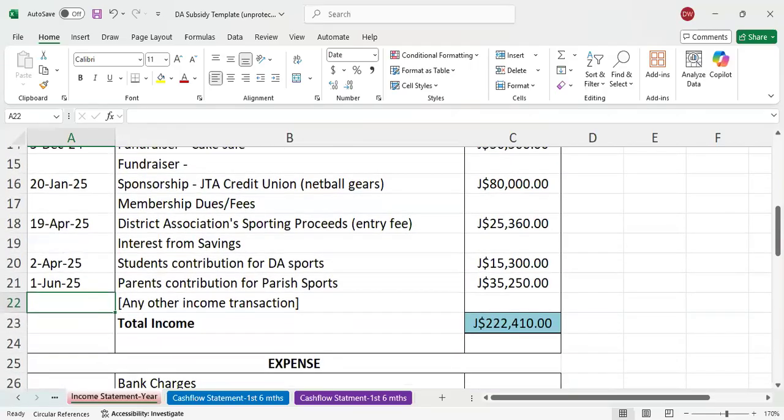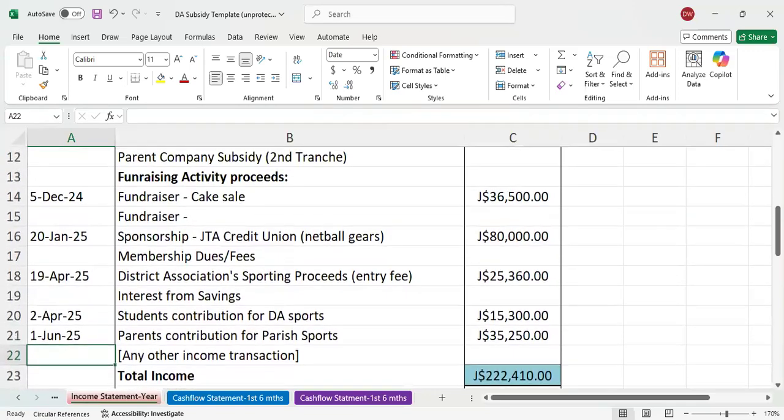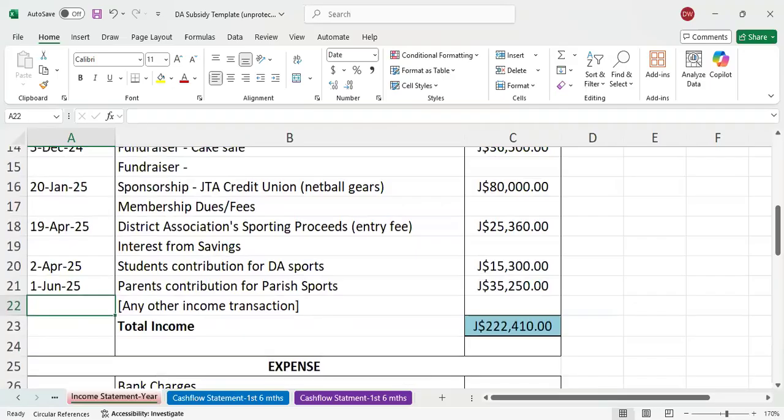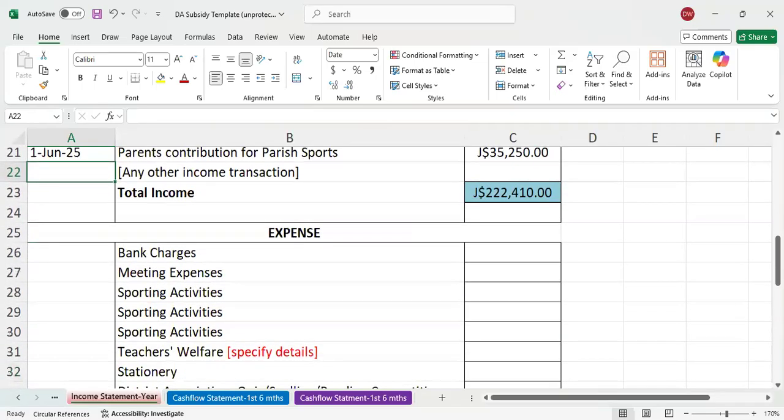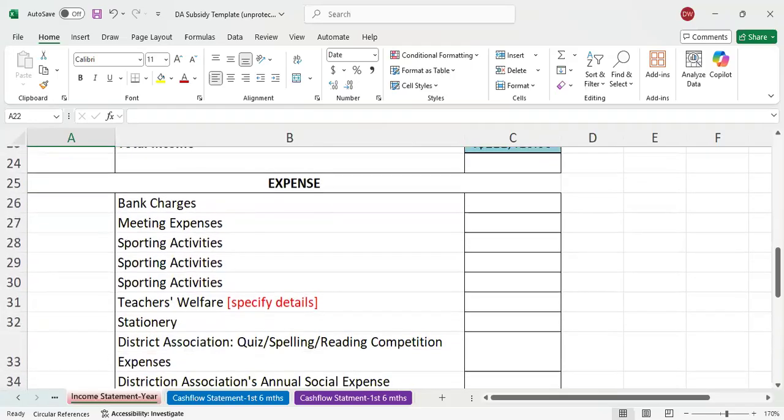All right. So we would see from this total that based on all the fundraiser and sponsorship and contributions collected, the JTA DA would have received $222,410. Isn't that wonderful? So as we move to the expense section of the income and expense statement, we're going to see some particulars that has to be completed.